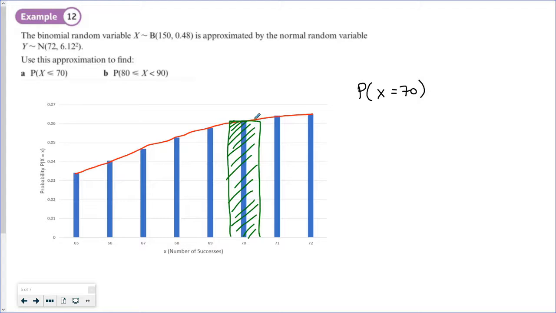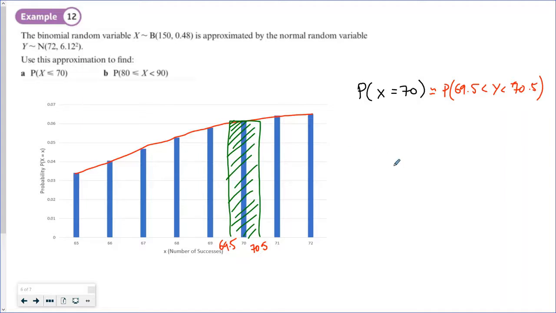So we're going to approximate this green area by working out the area underneath the red curve. We're going to say that this is approximately equal to the probability of y being between 69.5 and 70.5, because that gives us the area underneath the red normal curve. And it's important that we use y here, because y is our normal random variable. It's the red curve here.